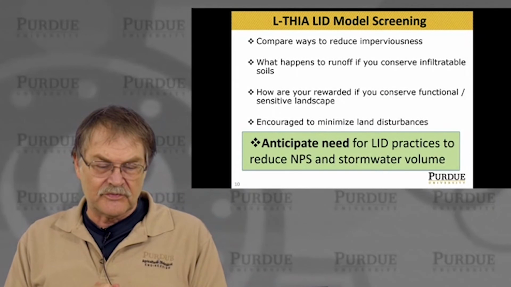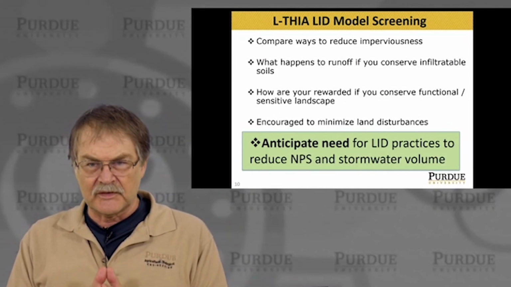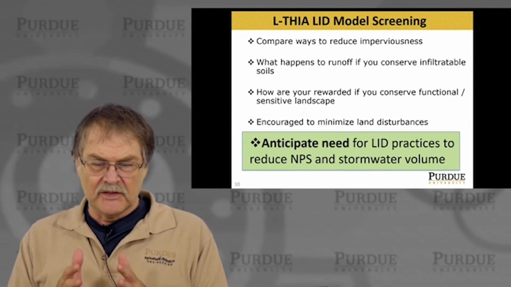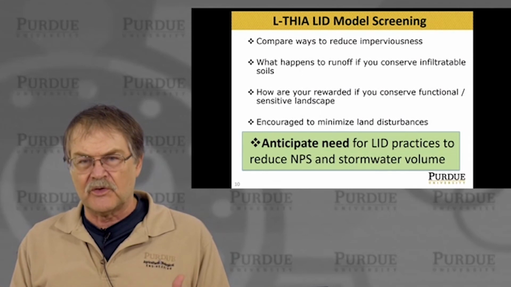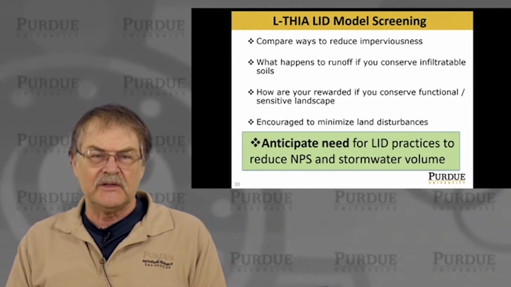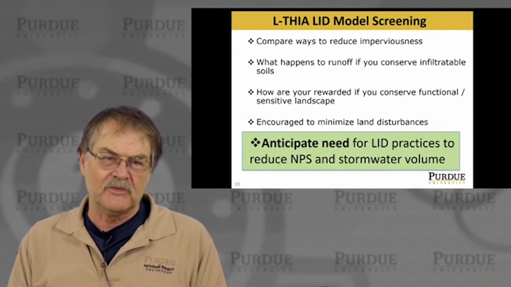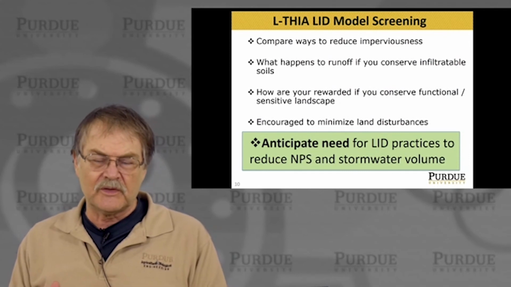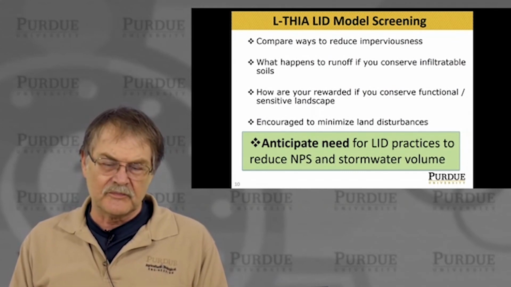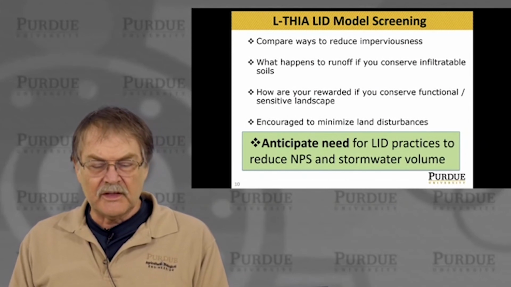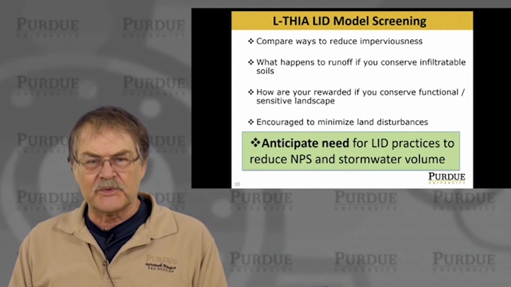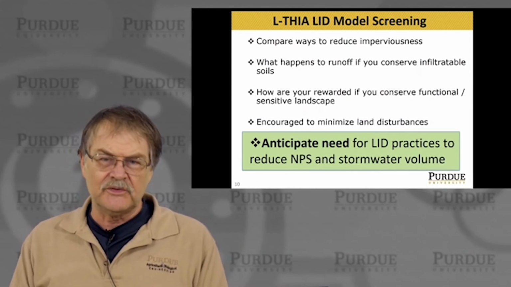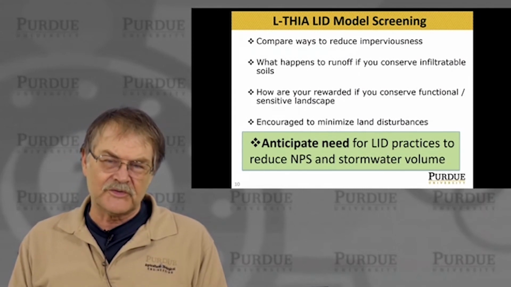How are you rewarded if you conserve functional or sensitive landscapes? The non-point source pollution calculations can show that you are moving towards some kind of regional goal. Let's say that your whole region has been told they need to reduce the amount of phosphorus in the river. You can model future development to see what the phosphorus reductions might look like using these tools. And in the end, you're encouraged to minimize land disturbances. Most times the model is going to say that the less paving and construction you do, the better the water quality is going to be in the area.